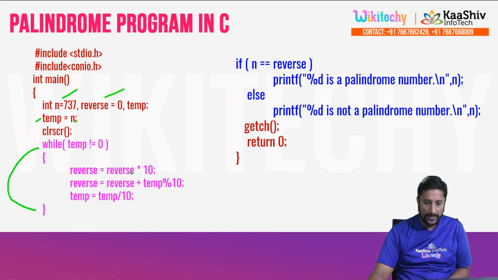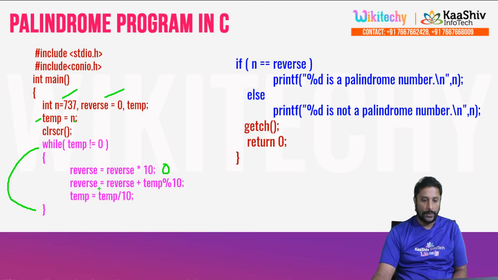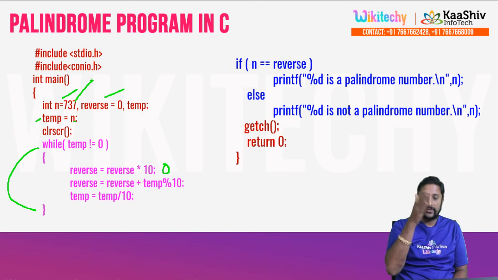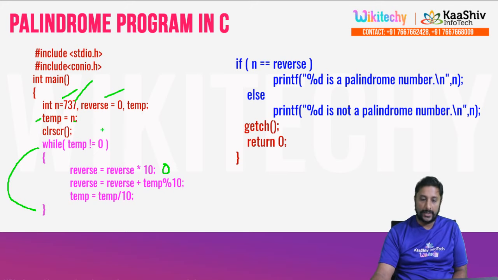In the loop, reverse is equal to reverse into 10, where the first reverse value is 0, plus temp percentage of 10. My temp is 737. Percentage of 10 will give the remainder 7. So 737 percentage of 10 indicates the remainder is 7. Okay, I got my 7 here.